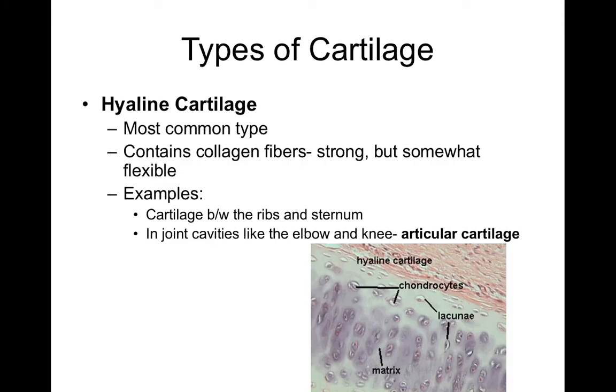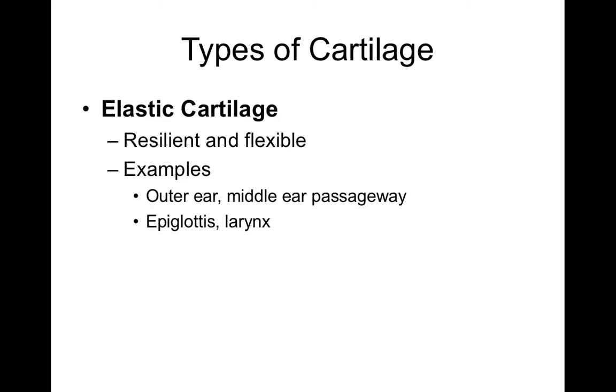There's hyaline cartilage. Hyaline cartilage is beautiful. You can see the lacuna in which the chondrocytes reside, and you can see the matrix secreted around it. It looks like this glassy substance. Hyaline cartilage is found between the ribs and the sternum, and there's articular cartilage between the elbow and the knee, and various synovial joints that allow free movement.